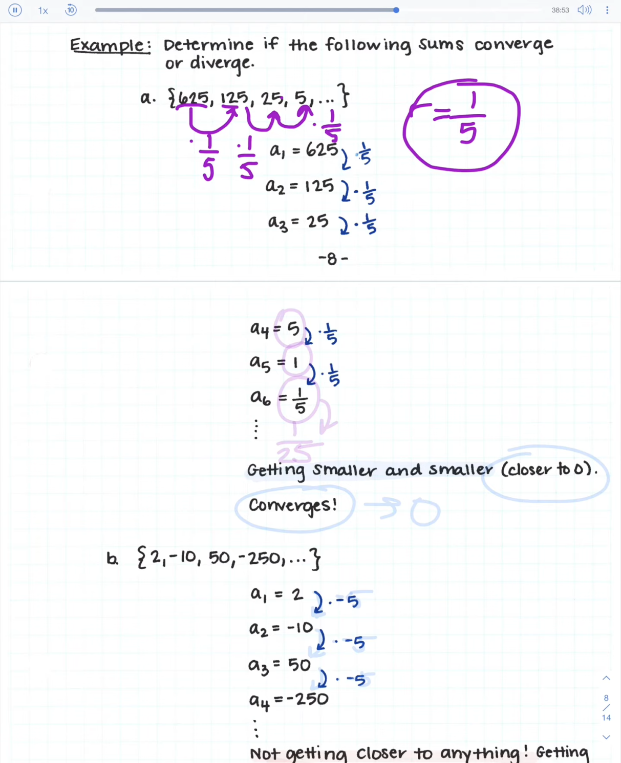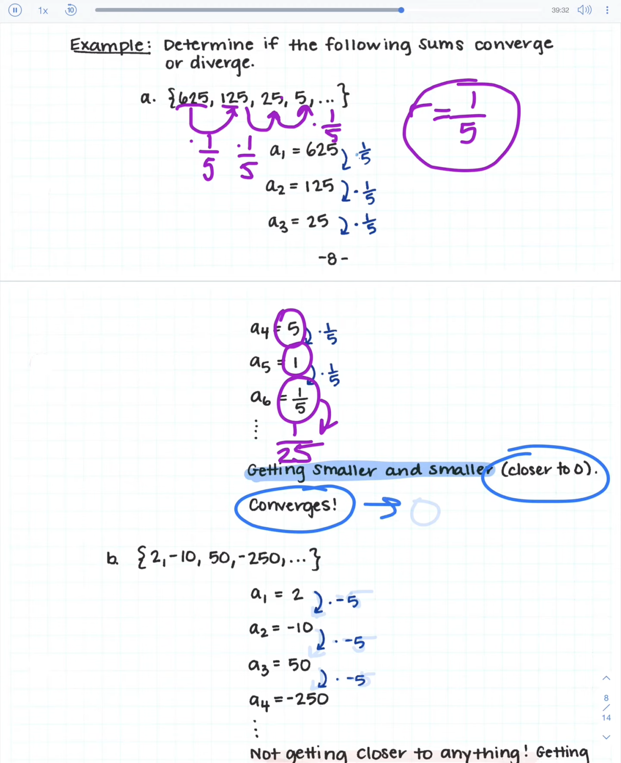So if you continue this pattern past the 5, multiplying by another 1/5, your last term, 5, would get you a 1. Multiplying by another 1/5 after that would get you 1/5. Multiplying by another 1/5 after that would get you 1/25, and so on and so forth. You'd continually get bigger denominators on your fraction. If you're getting bigger and bigger denominators on your fraction, it means your actual number is getting smaller and smaller. If it's getting smaller and smaller, it's getting closer to 0 and it's converging.